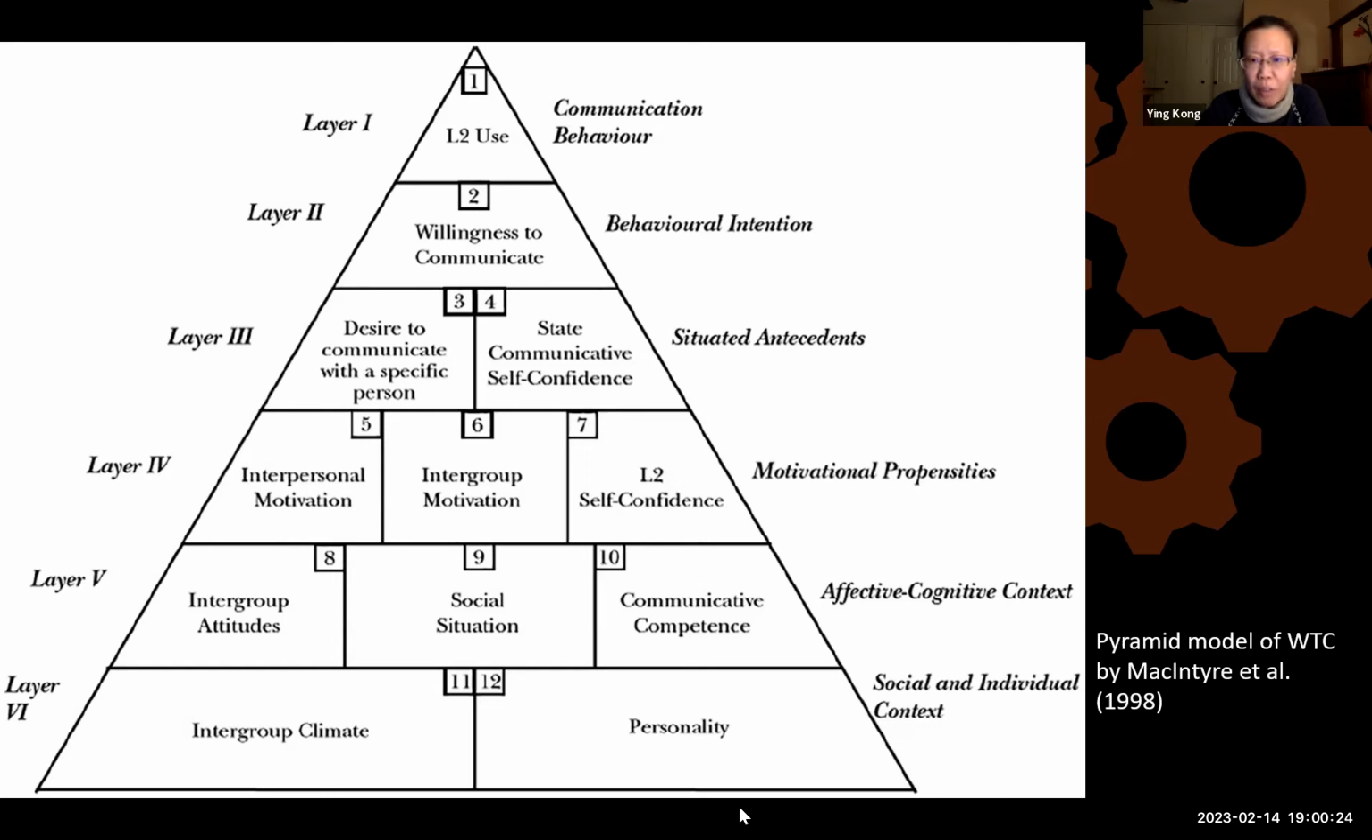So most of them, I think, belong to the affective cognitive context, which is the fifth layer. Thank you. Yes, so with the lower level in this case, it's more like layers 5 and 6, but with the advanced case, it's primarily layer 5, more like how they perceive their relationship with the intergroup, the membership in the new community, their attitudes, whether they feel judged by the native speakers.